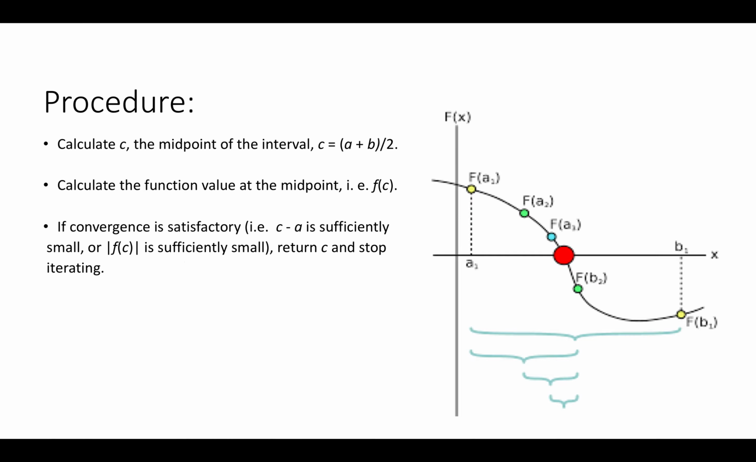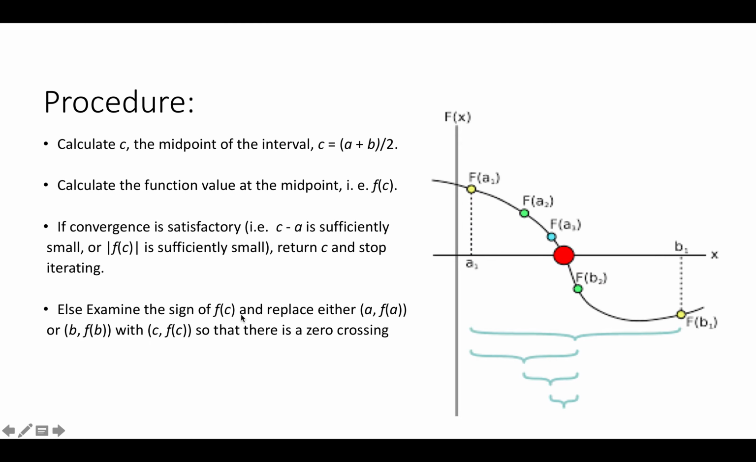Otherwise, what you have to do, else examine the sign of the function f(C) and replace either a or b with c. That is, replace point a with c and fa with fc, or replace point b with c and fb with fc, so that there is a 0 crossing.